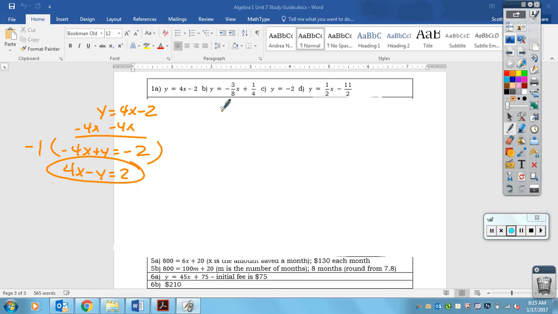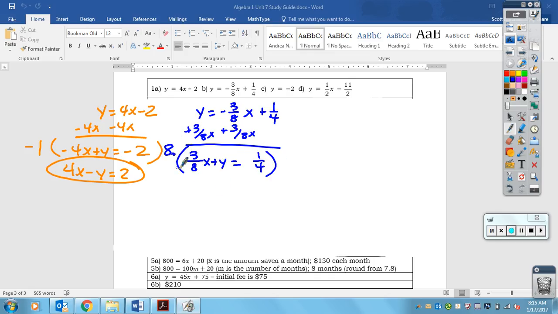For b, dealing with fractions, y equals negative 3/8 x plus 1/4. If I swing this back over by adding 3/8 x to both sides, it is 3/8 x plus y equals 1/4. Now I can't have this as a fraction, but if I multiply by 8, that'll cancel the denominator. Remember that every term gets multiplied by 8. This is now 3x, because that cancels, plus 8y equals 8 times 1/4 is 2. This would be in standard form.